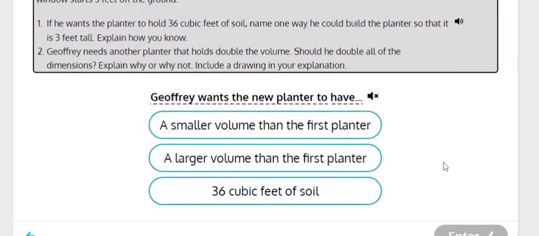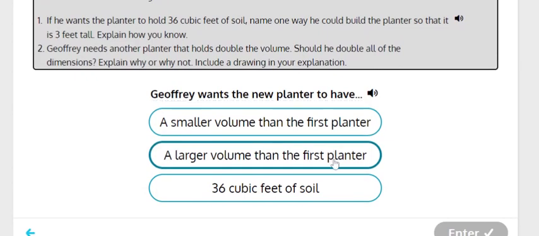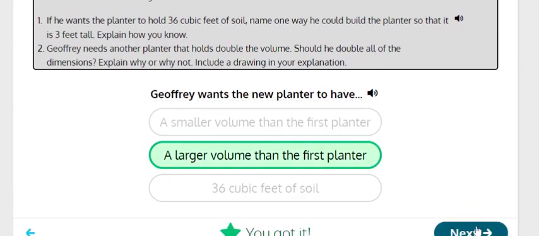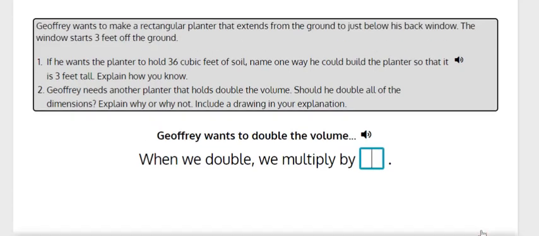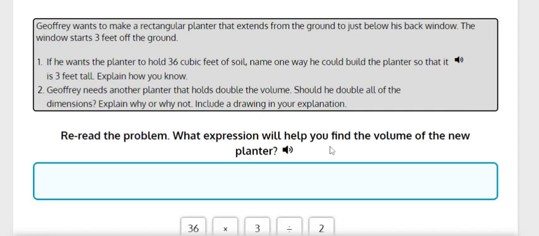Jeffrey wants the new planter to have... Jeffrey wants to double the volume. Reread the problem. Which expression will help you find the volume of the new planter?